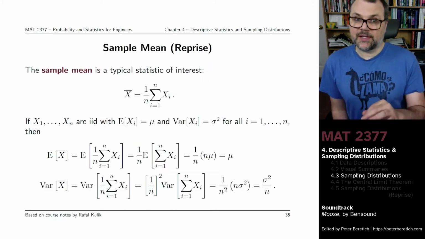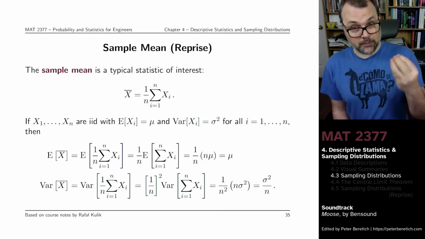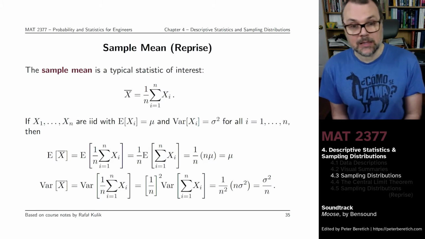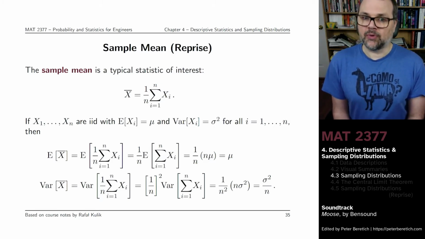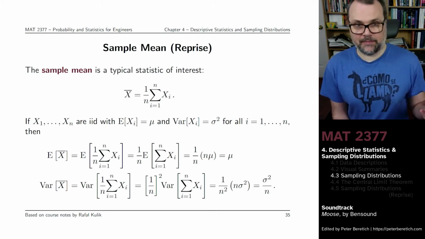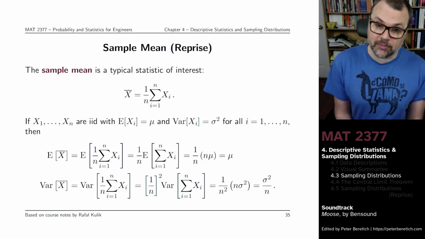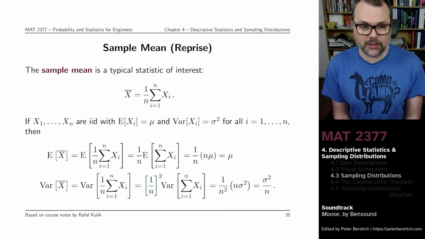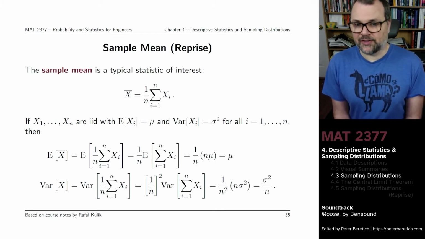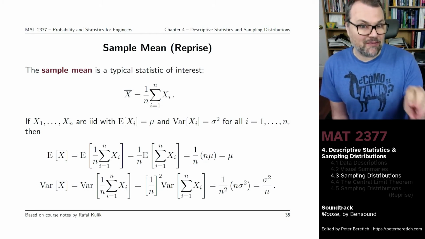Now we can revisit the sample mean. The sample mean is a function that you compute with your random variables in the sample. You are literally adding them up and dividing by the number of observations in the sample. That is a statistic. That's usually the statistic that people are interested in. That's not the only one you can be interested in, but that's one of the things you can be interested in. If your random variables are all IID, with mean mu and variance sigma squared, then you can also compute the expectation of the mean.